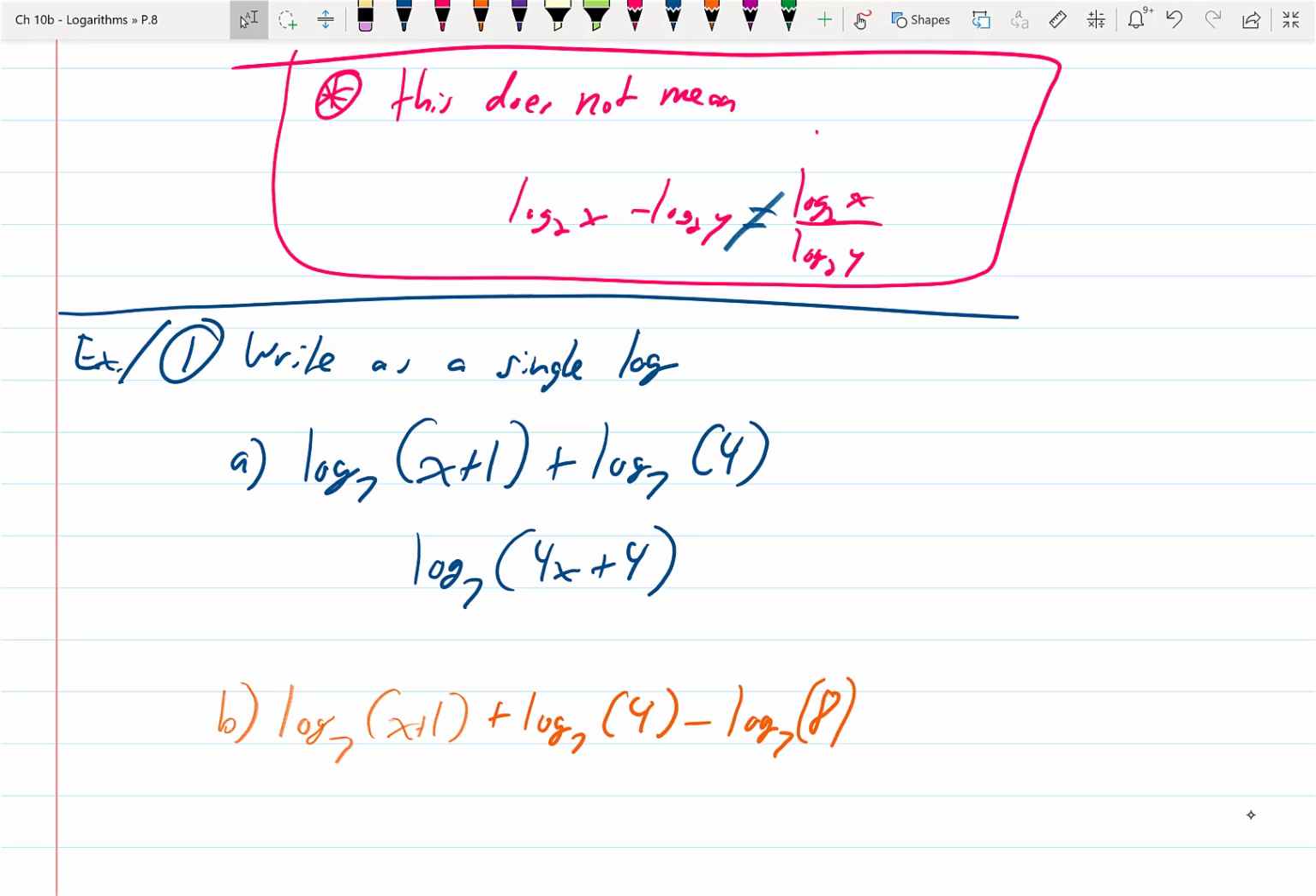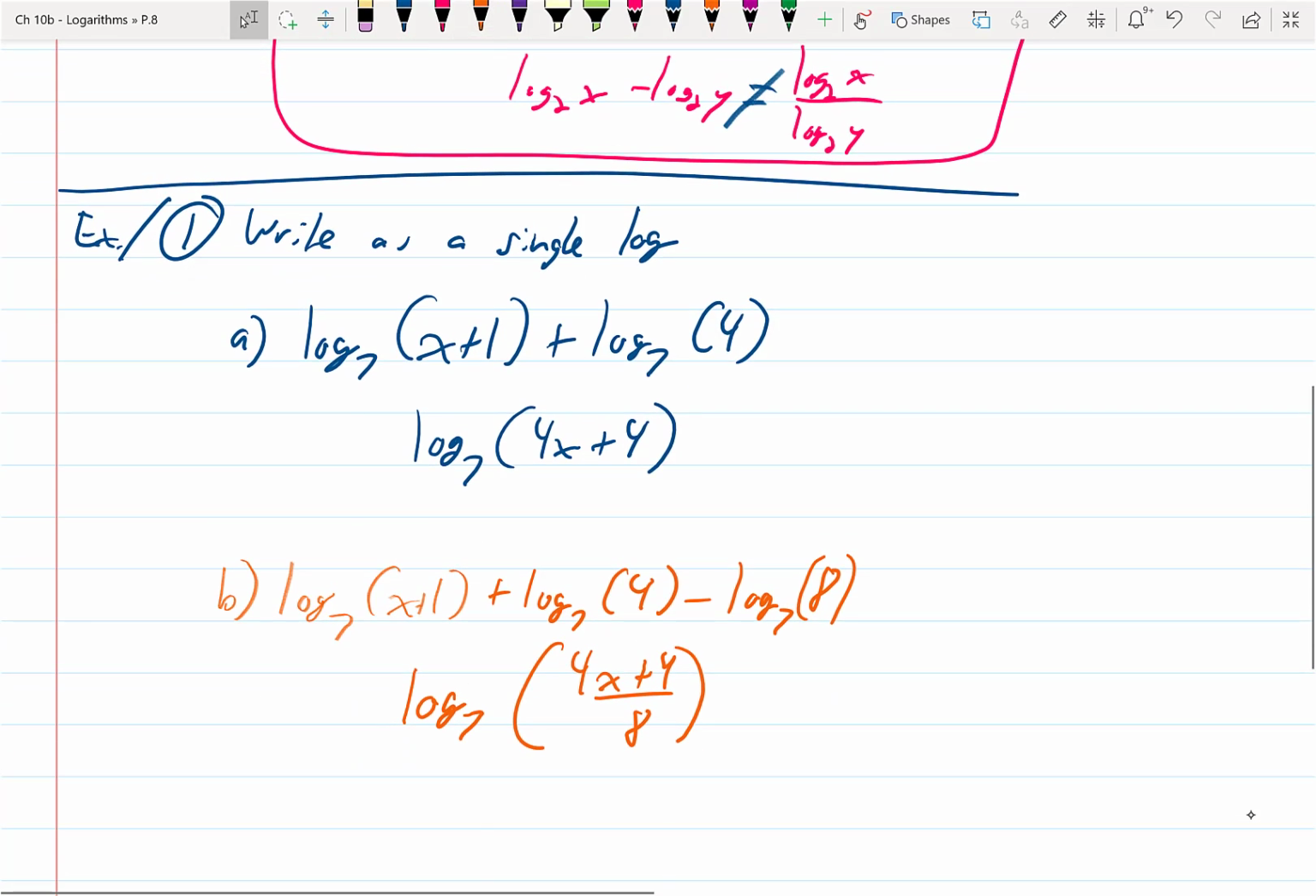What's an adjustment that you can make to this that would make this expression happen? We want a single logarithmic expression, log base 7 of, what would it be? Good, 4x plus 4 over 8. So where subtraction becomes division, and you can actually simplify that one now. Log base 7 of x plus 1 over 2.